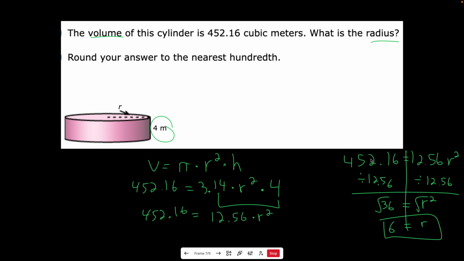Okay, here is the work. All right, we should have divided by 12.56 on both sides. Then we should have square rooted. Again, we should know how to do this from the previous lessons. I know that it can equal positive or negative 6, but this is a drawing. We're not going to work with a negative answer here, so it's just positive 6.